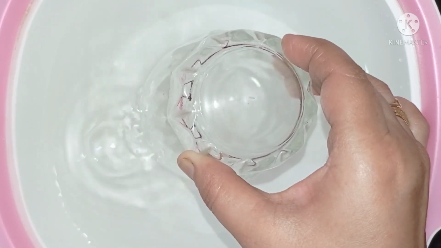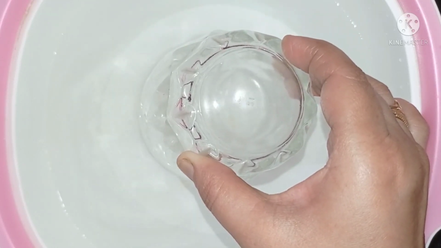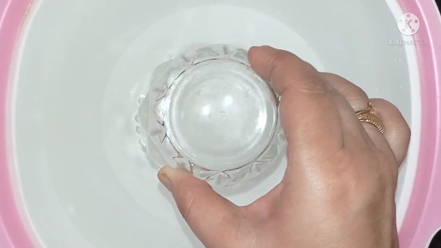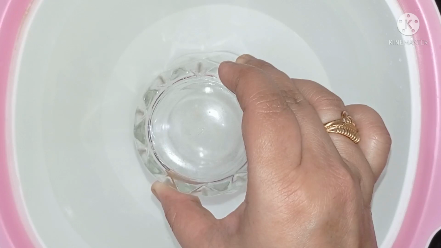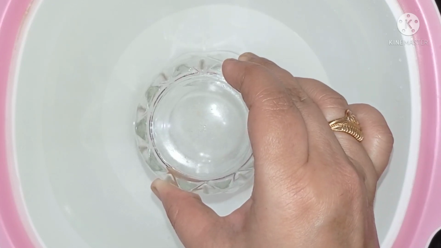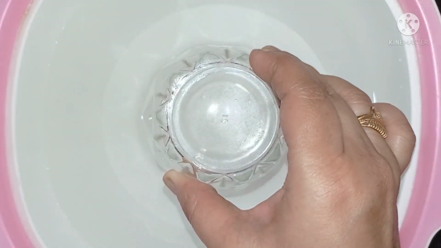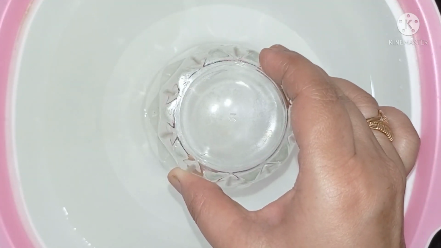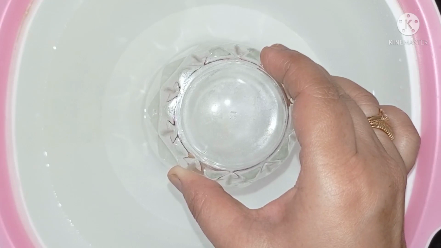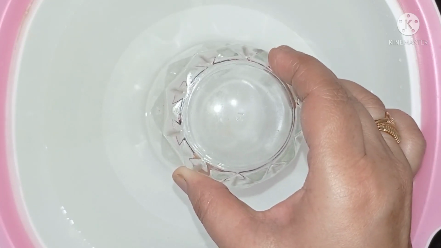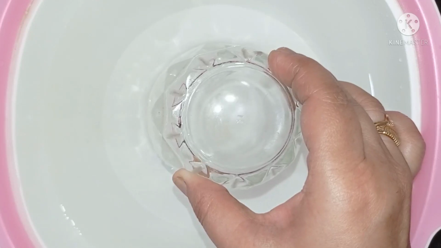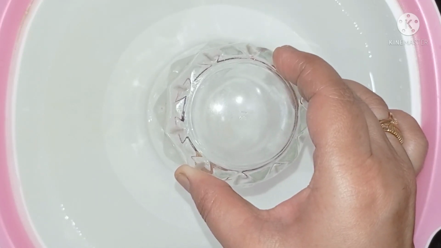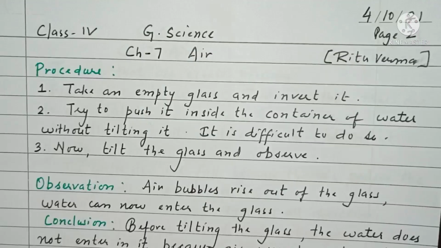So students, what is the conclusion? Before tilting the glass, the water does not enter in it because air was present in it. After tilting, the air escapes out from the glass and water particles start filling the space. So, this activity shows that air occupies space.